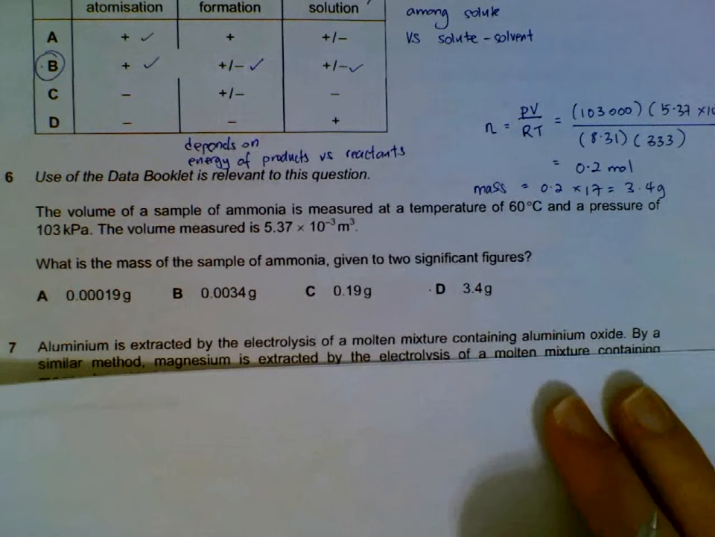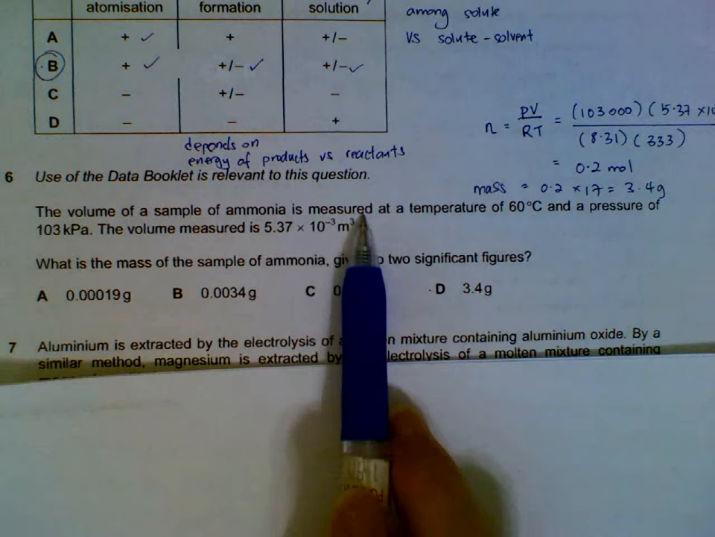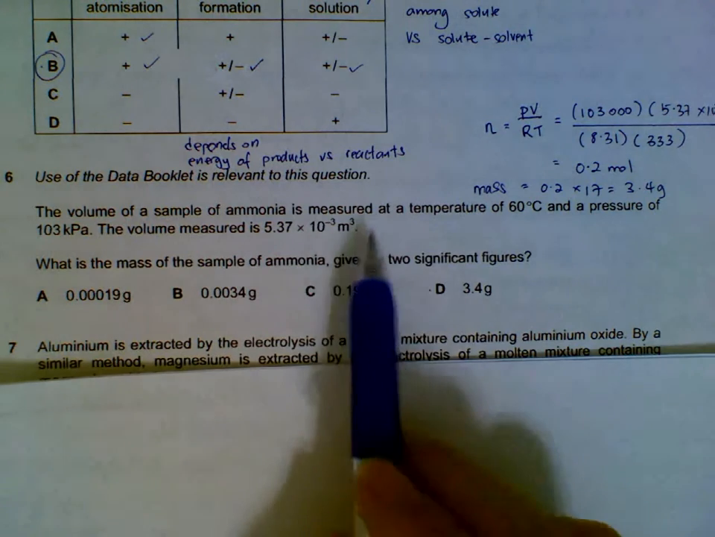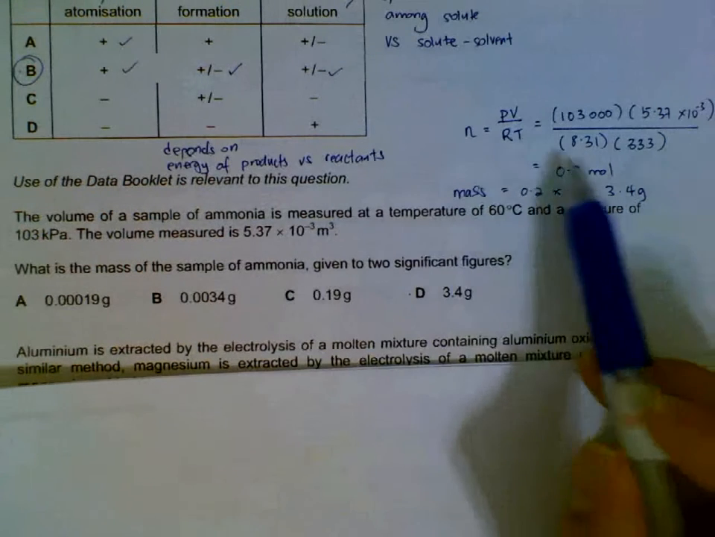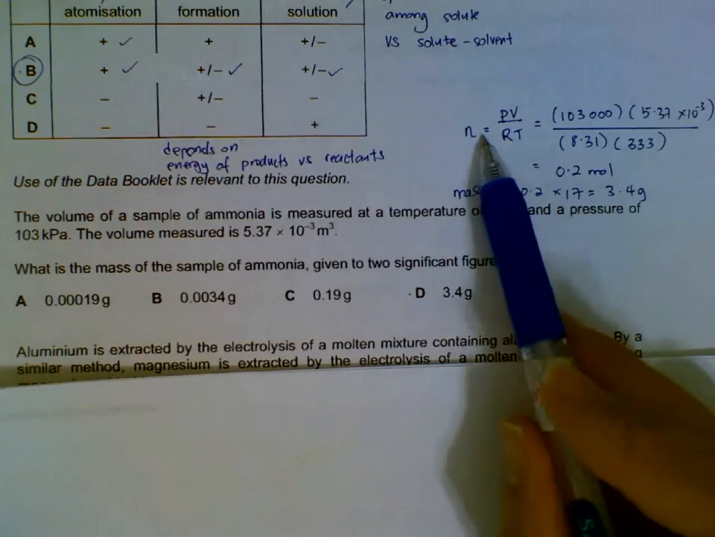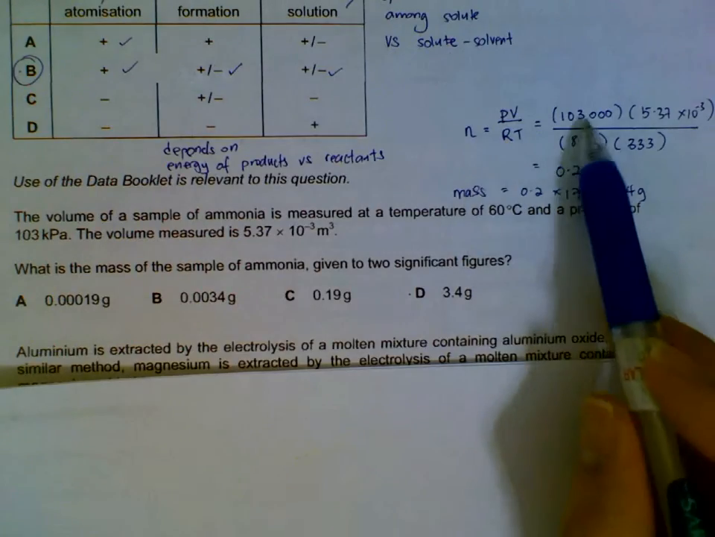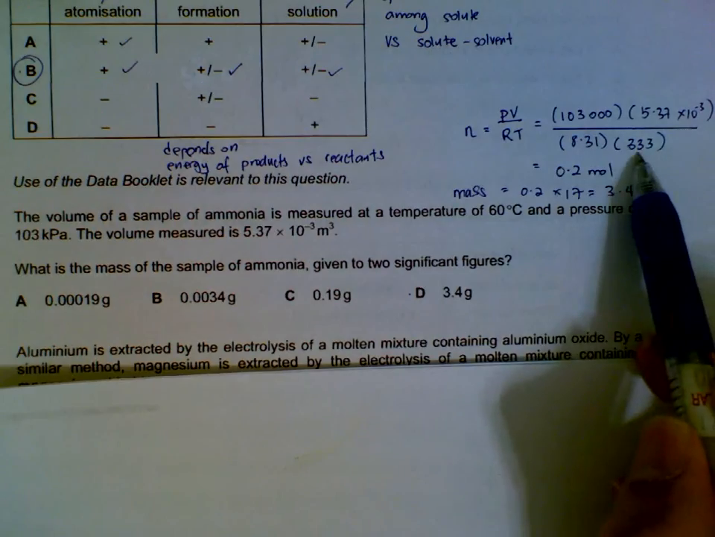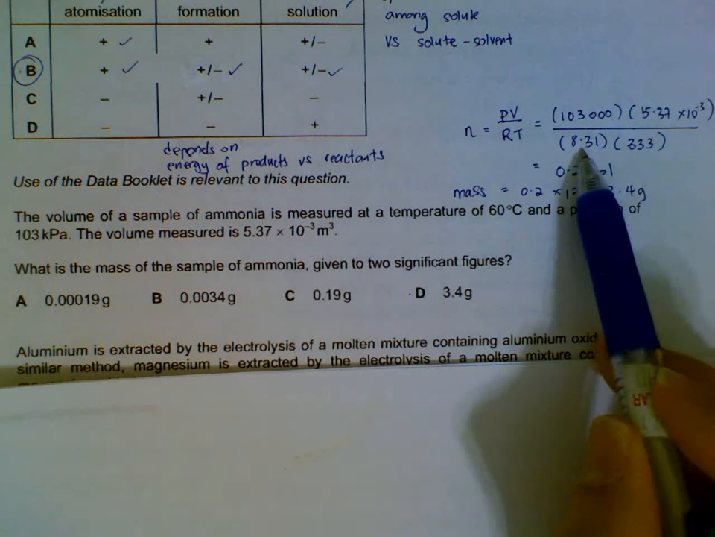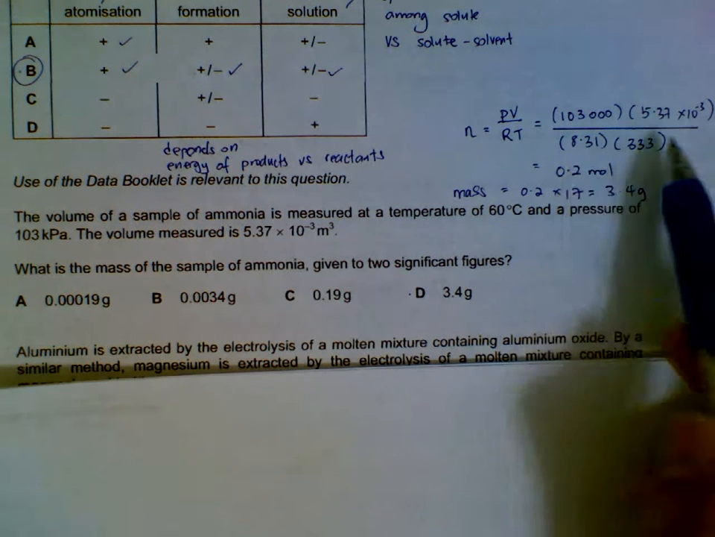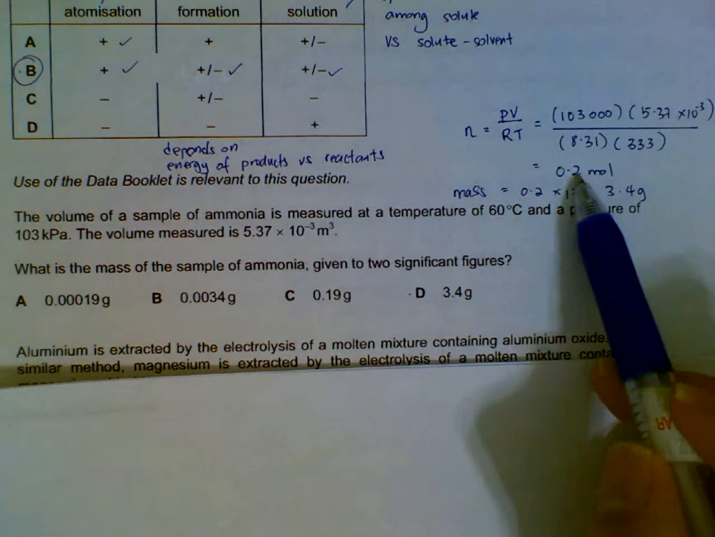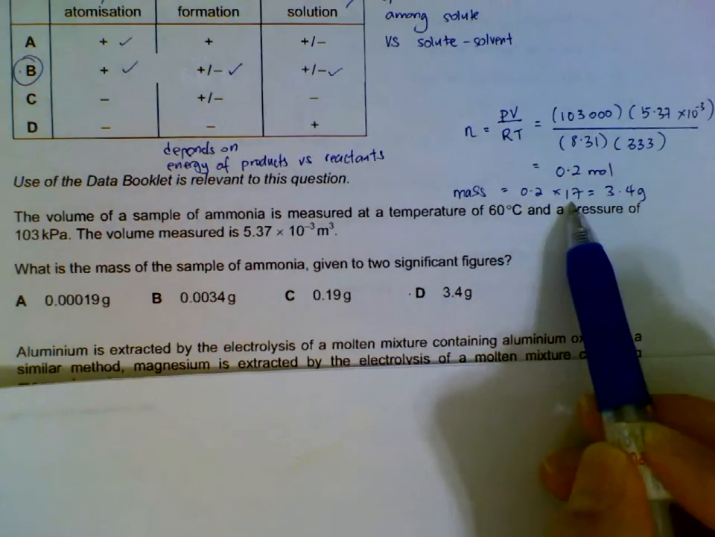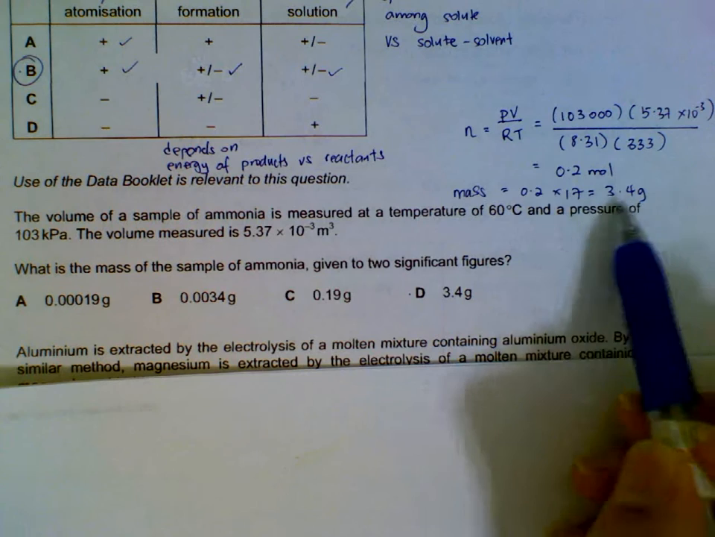Number 6, what is the mass of ammonia measured at this temperature and giving this volume? So what we have to do is use the ideal gas equation to find out the number of moles. We change the pressure to kilopascals, volume to cubic meters, temperature to kelvins. Gas constant 8.31. Once we put in all these numbers, we have the number of moles to be 0.2 moles. We have 0.2 moles of ammonia. We multiply by the Mr, and we will have the mass of ammonia.